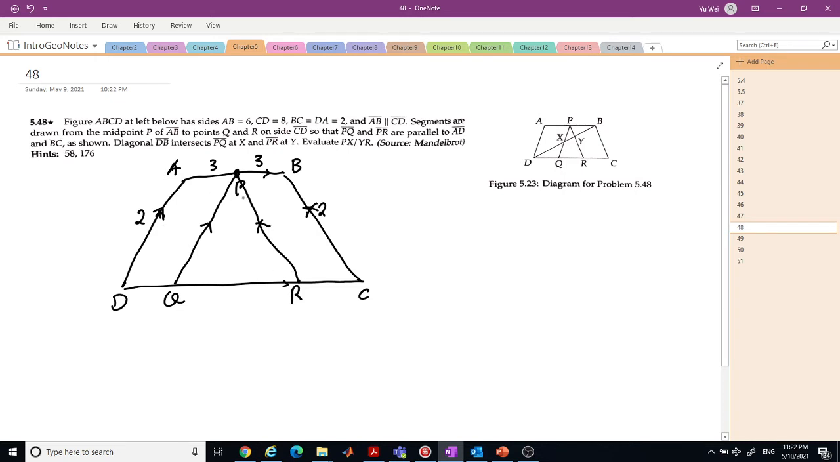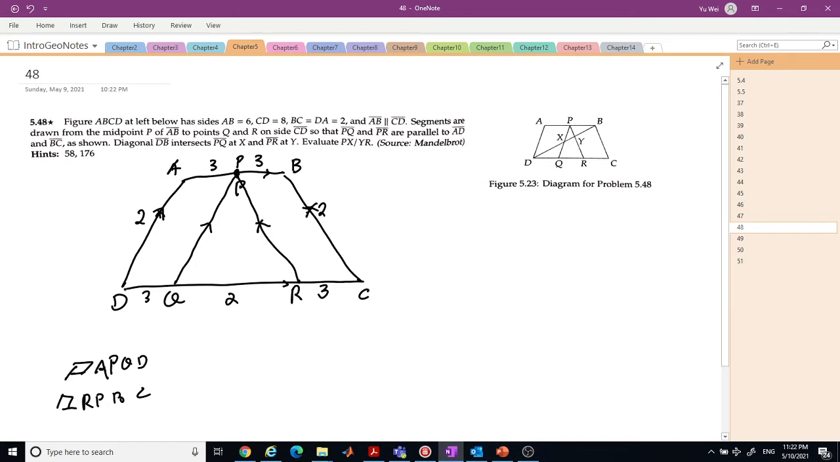So we have the parallelogram APQD, and the parallelogram RPBC, right? So you can see this is 3, this is 3, and so this is the 8 CD, so this is the 2. What is it asking you?